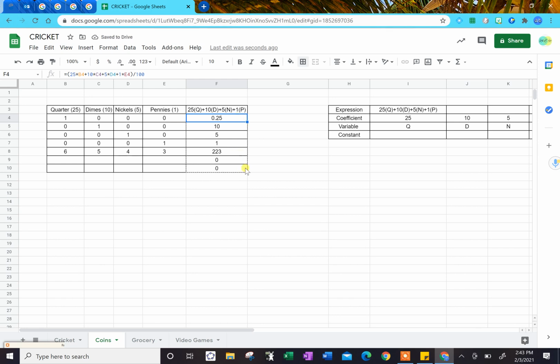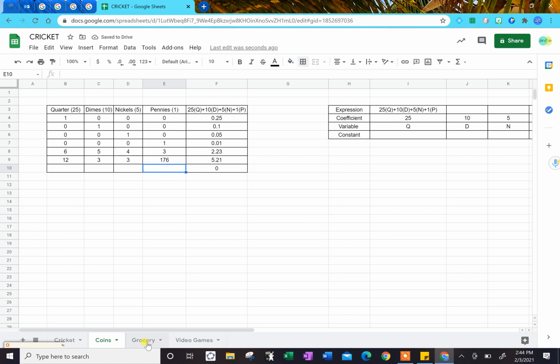All right. So now you can see 1 nickel is worth 5 cents. 1 penny is worth 1 cent. And this gives me $2.23. Now you can put in any values you want. If I had 12 quarters, that's a variable. The number of quarters is the variable. If I had 3 dimes, 3 nickels, and 176 pennies, I have $5.21.